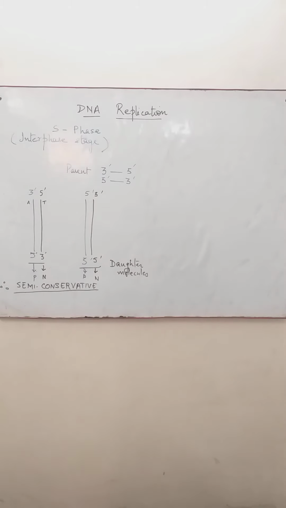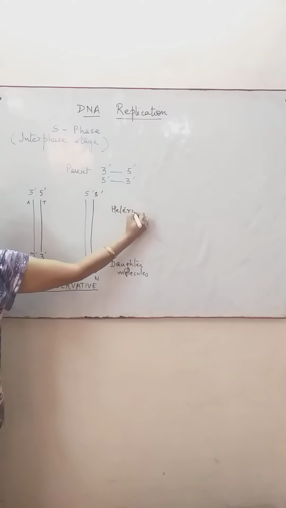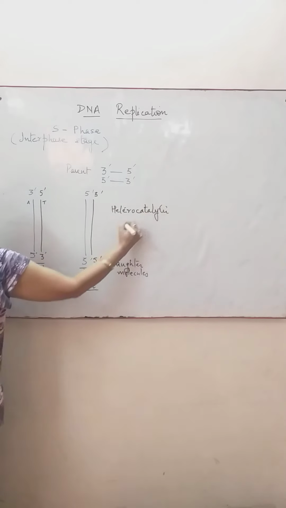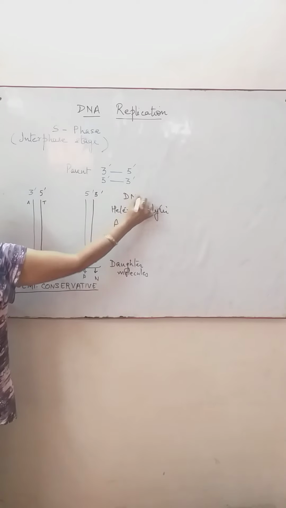Now, there are two important properties of DNA. This DNA molecule has two major properties. The two properties are heterocatalytic and autocatalytic. This is DNA, right?